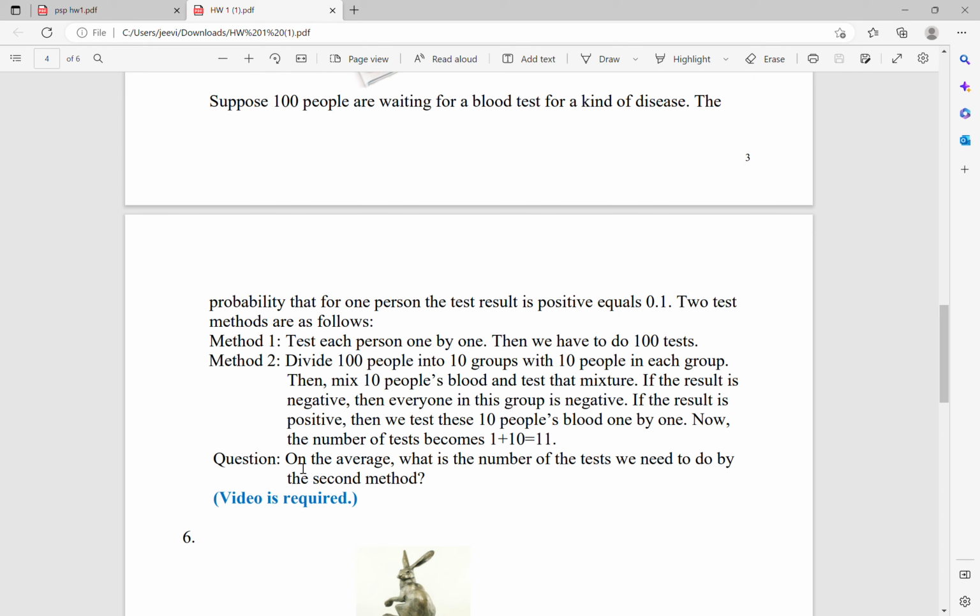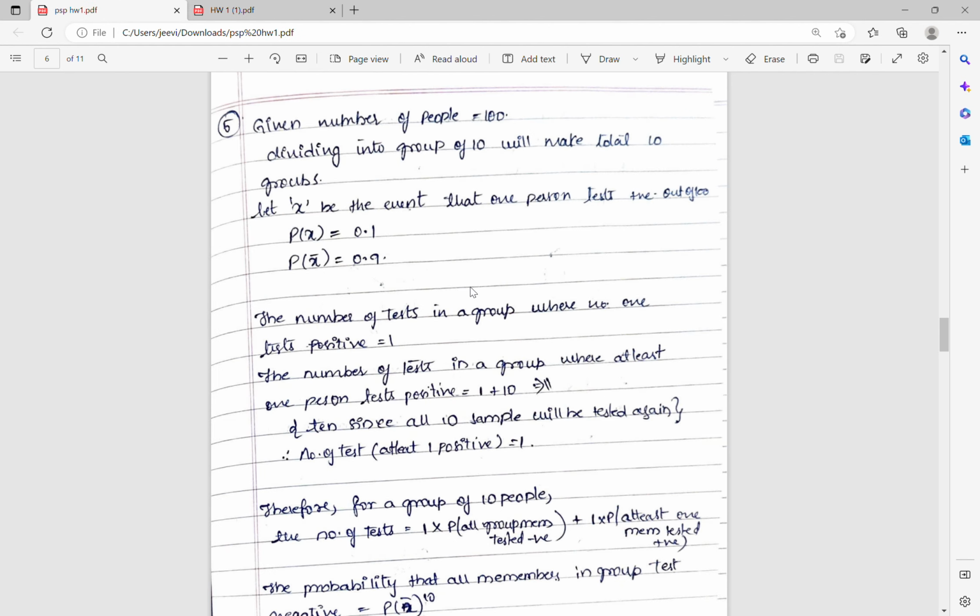Now according to the question, we are supposed to find out the number of tests we need to do by the second method, that is this method. Let's look at the solution. So as you can see, the given number of people is equal to 100. Dividing them into groups of 10 will make it a total of 10 groups.